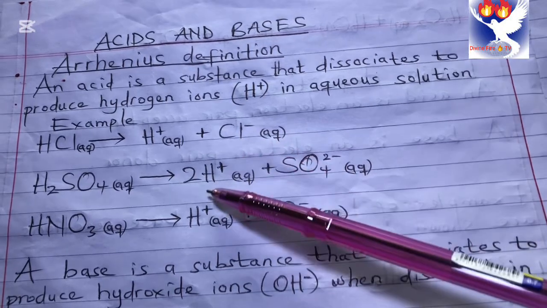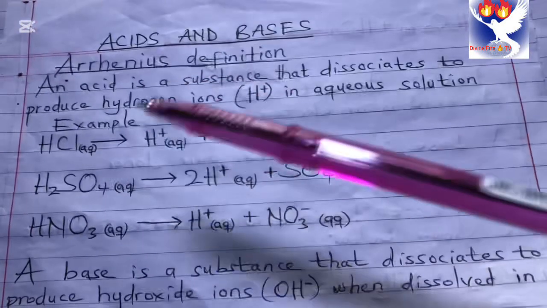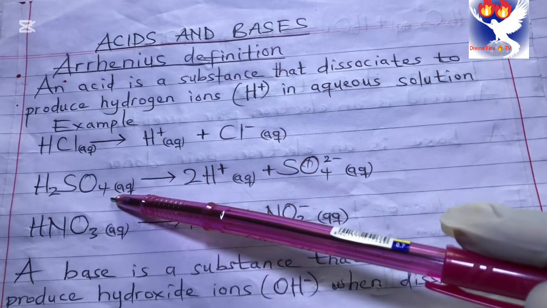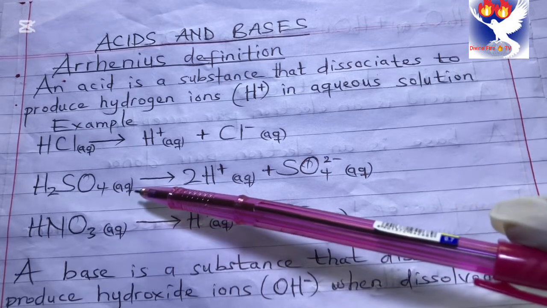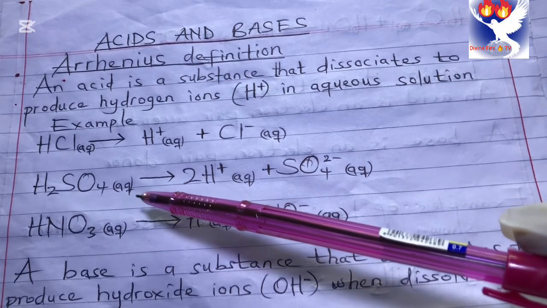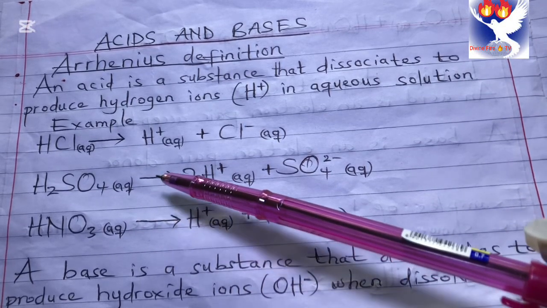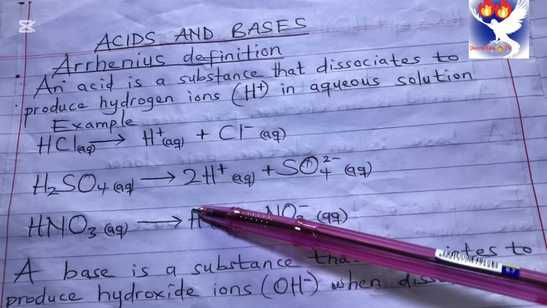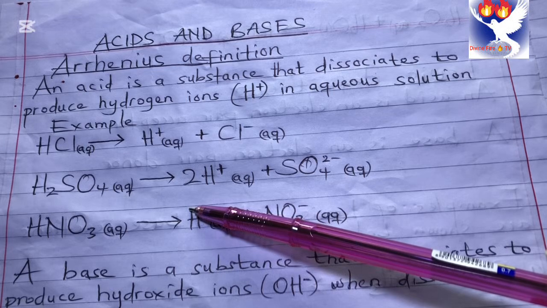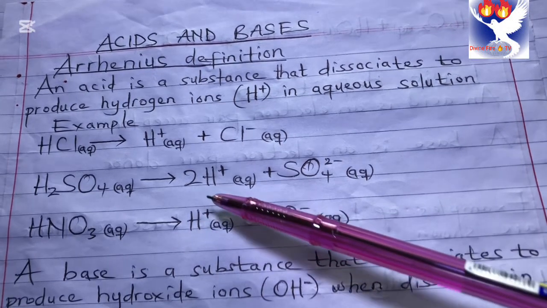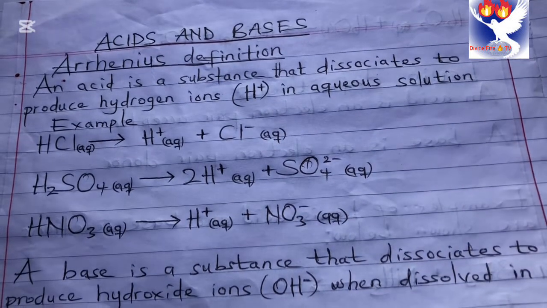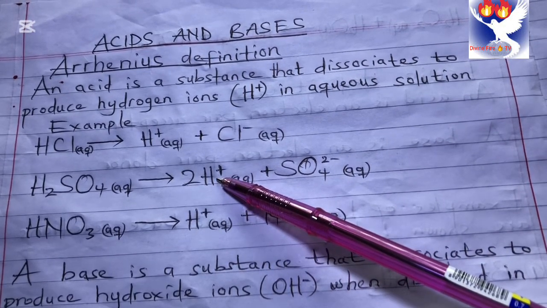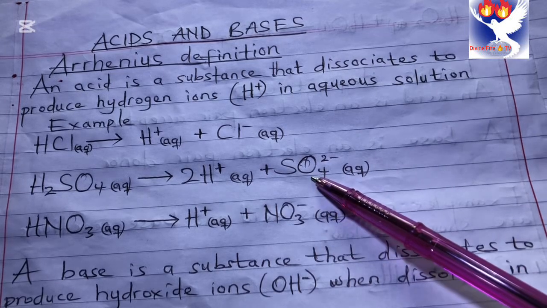The next acid is sulfuric acid, H2SO4. The IUPAC name is tetraoxosulfuric acid. Sulfuric acid dissociates to produce H+ and SO4 2-. That is, hydrogen ion and sulfate ion.